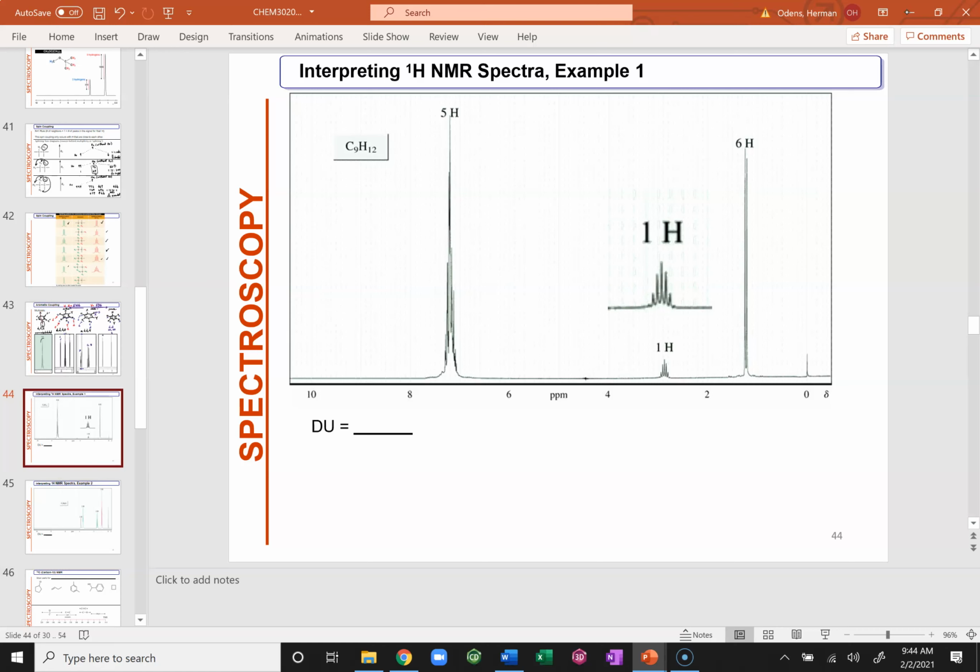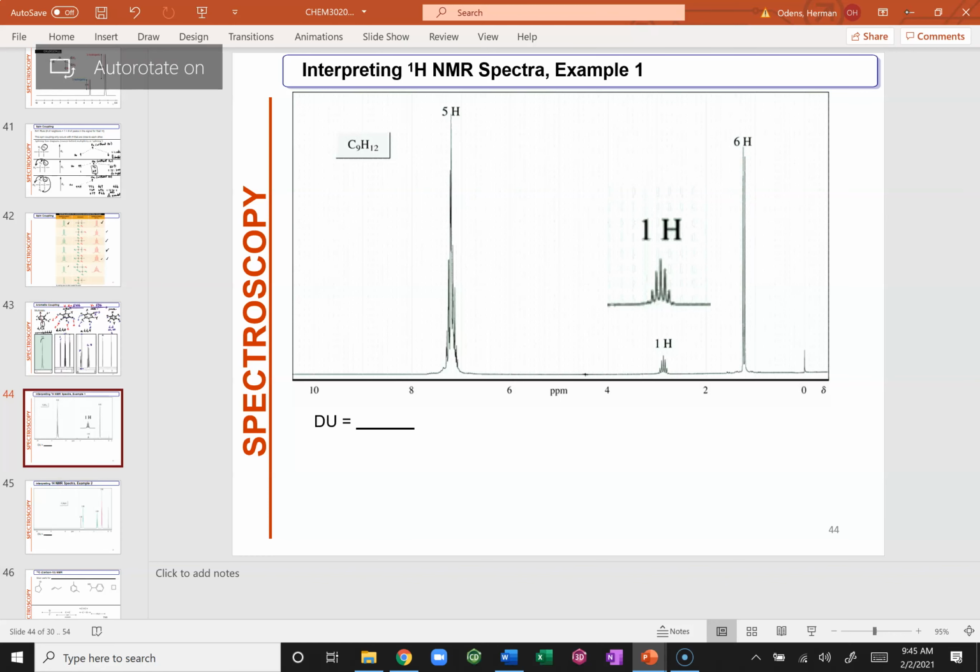All right. So, interpreting proton NMR spectra. Notice that for every unknown that you get from NMR, you will get a molecular formula. So in this case, it's C9H12. The first thing you have to do then is find the DU. When we do an actual unknown, I'm going to tell you the steps that you need to follow. So let me do this here.